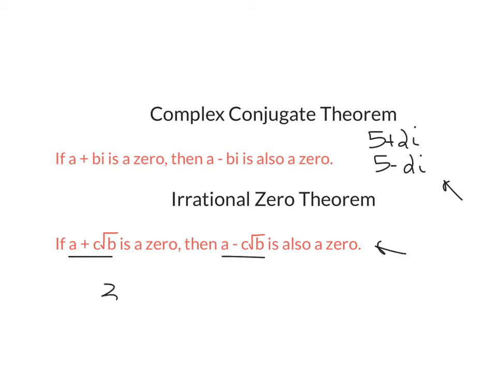So let's see, you get this as an answer: 3 plus the square root of 2. Automatically another 0 is 3 minus the square root of 2. If you had the square root of 5 as a solution or a 0, negative square root of 5 would be a 0 or solution. So they always come in conjugate pairs.